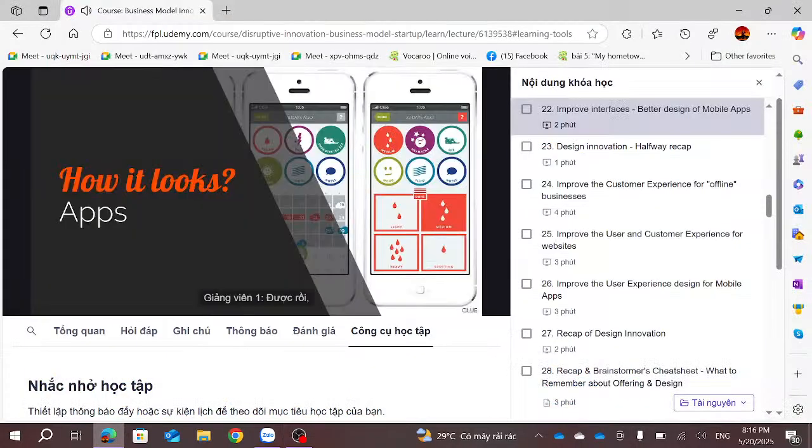Alright guys, now that we've seen some beautiful web interfaces, let's take a look at what it means.